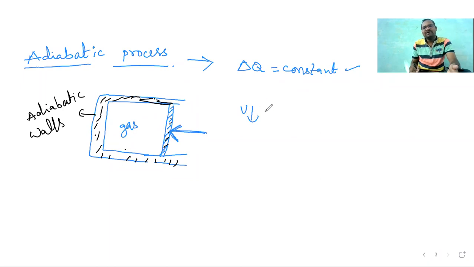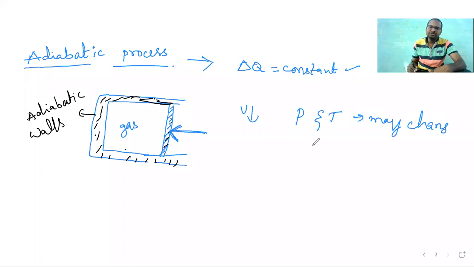Clear? Then what will happen? The remaining variables, like pressure and temperature, may change. Due to this, some work will be done by the gas or on the gas. That process will be called an adiabatic process, and it is a very quick process.